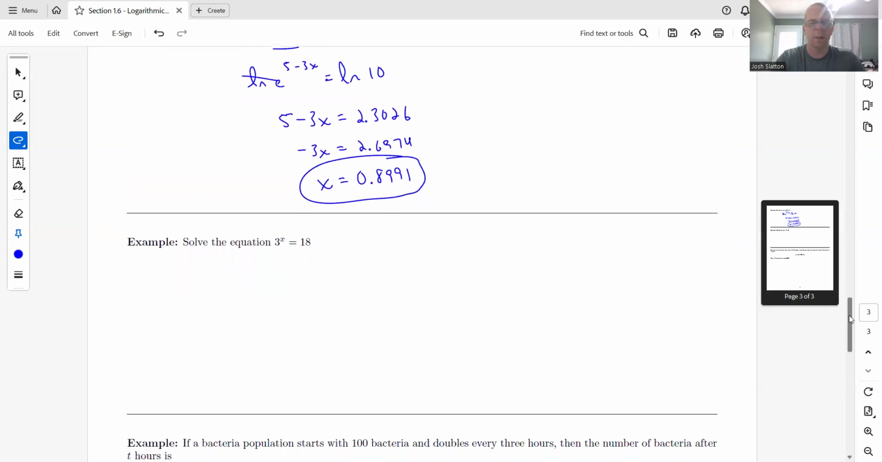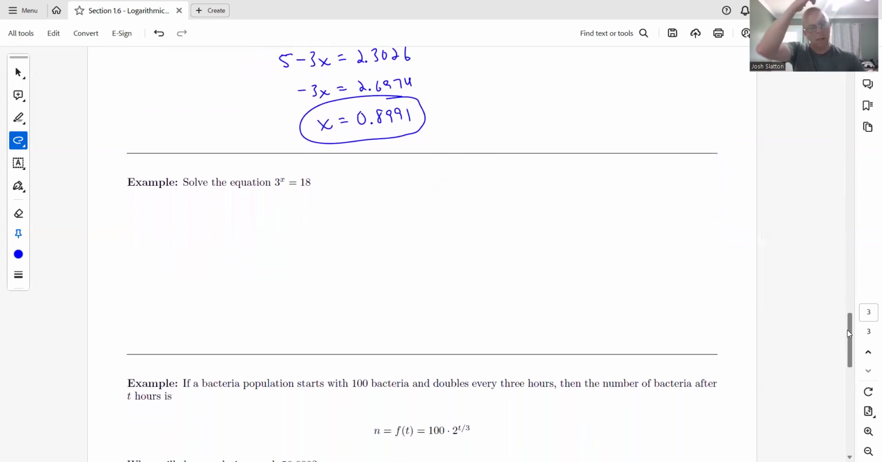All right, so the next one, 3 to the x equals 18. Same idea. So we already have the exponential part by itself. So let's take the log of both sides, and you can do log base 3 of 3 to the x, and then log base 3 of 18. And then the log base 3 and the 3 cancel out, and x is just log base 3 of 18. So that one is not too bad.